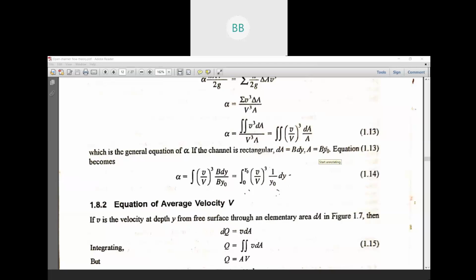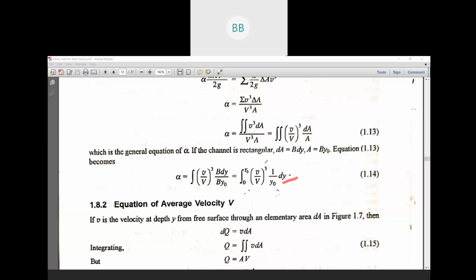So now you substitute in this equation. Alpha is equal to small v by capital V whole cube. In place of dA, that is the area for that small area that we have considered, it will be B multiplied by dy, and divided by the whole cross sectional area, that is nothing but B into y naught. Then this B will cancel out, that is the width of the channel cancels out. What will be left is the integral of small v by capital V whole cube, y by y naught dy.